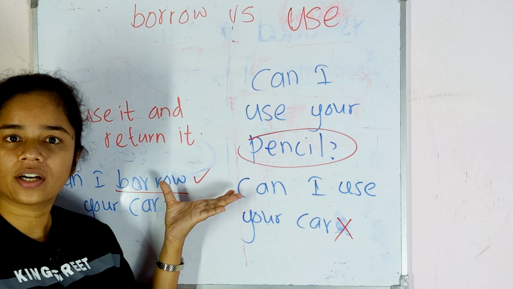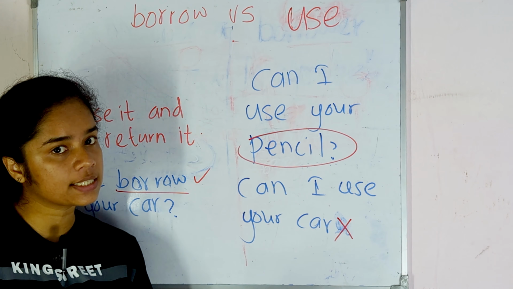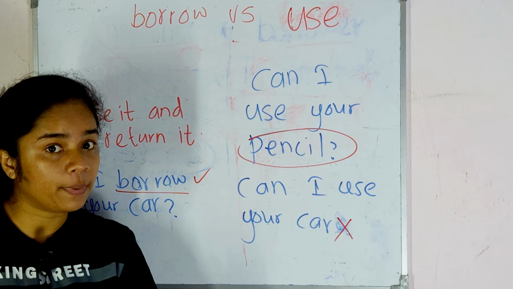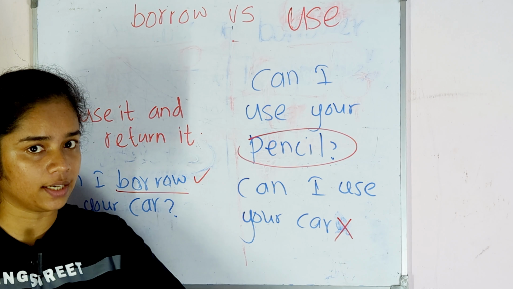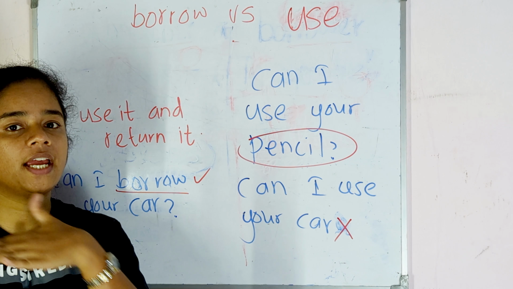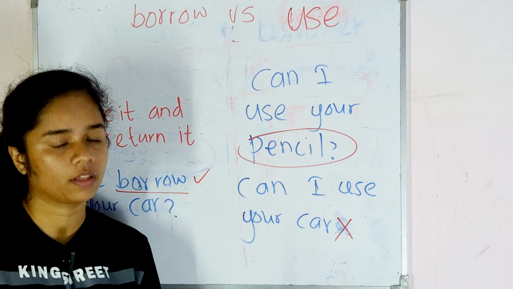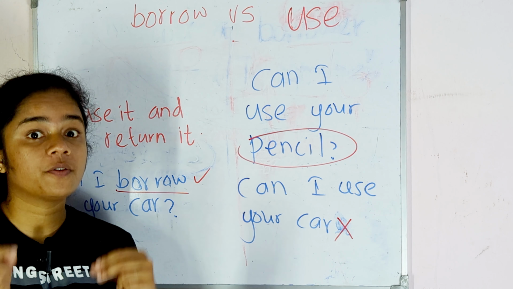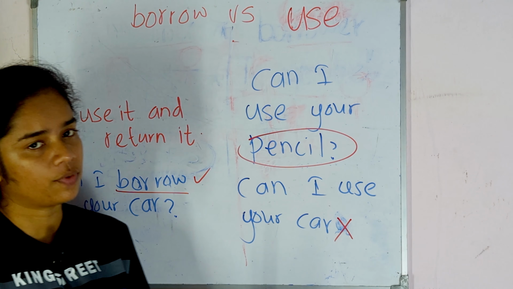So simply think of the car. If you are going to borrow someone else's car, you are going to take it to your place. You have to carry it away from the place where it is now. So you have to take it far away and you have to return it, give it back to the person who owns it, right?